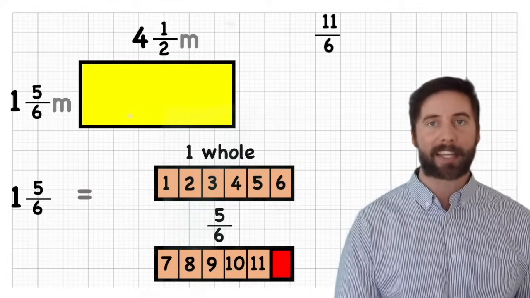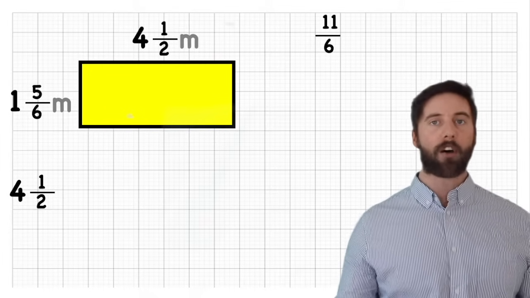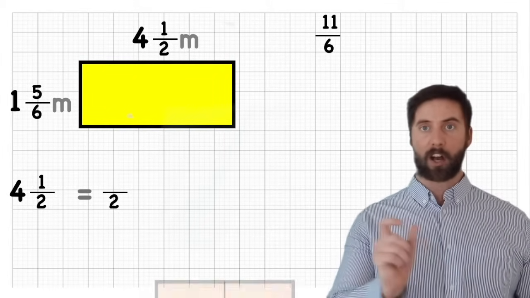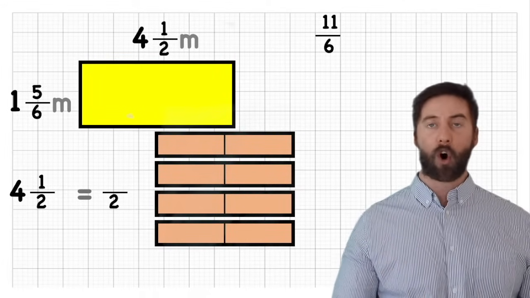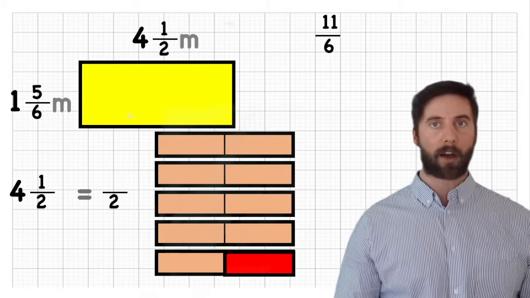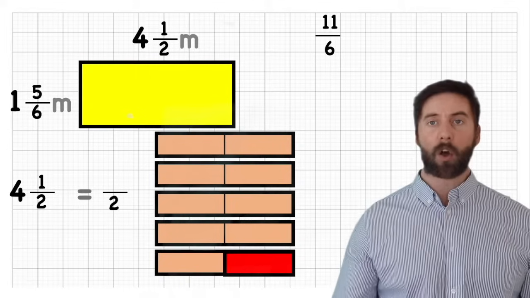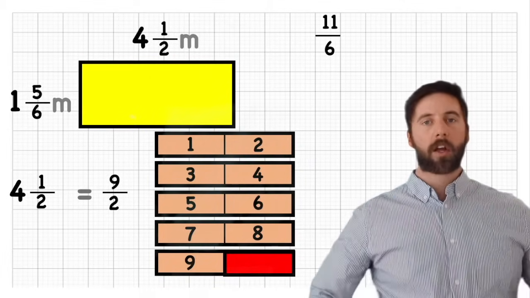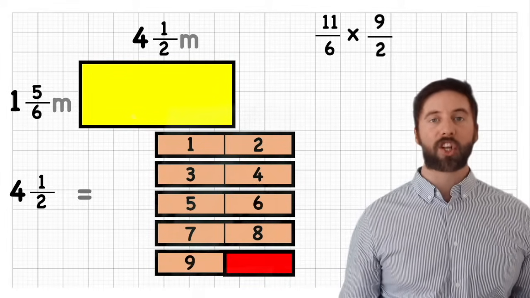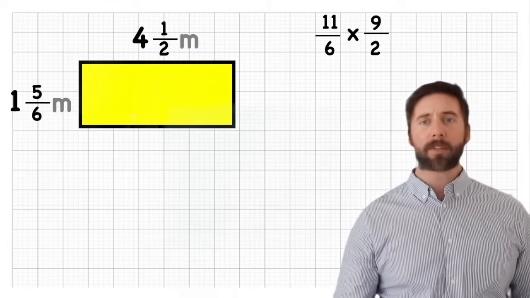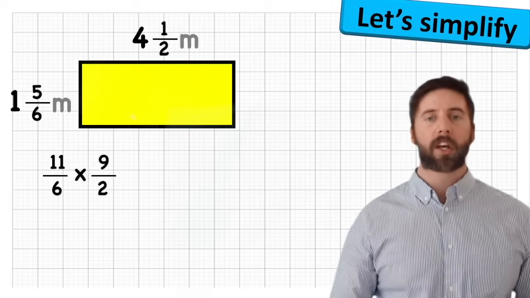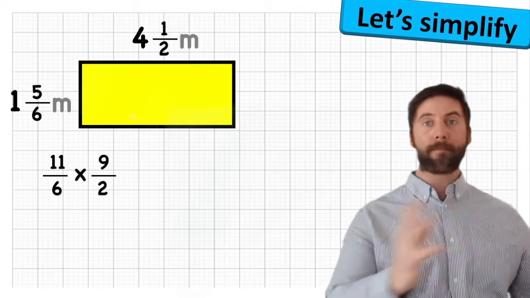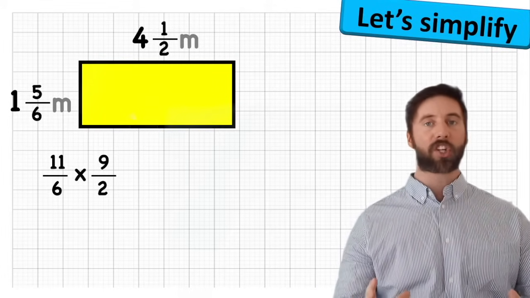Okay, 11/6. For my next one, 4 and 1/2, again, everything is measured in halves. So I've got 4 whole chocolate bars, which were measured in halves, and I've got half a chocolate bar. So in total, how many halves have I got? 1, 2, 3, 4, 5, 6, 7, 8, and then the ninth, 9 halves, okay? So my new improper fractions look like 11/6 times 9/2. And that is the hardest part.